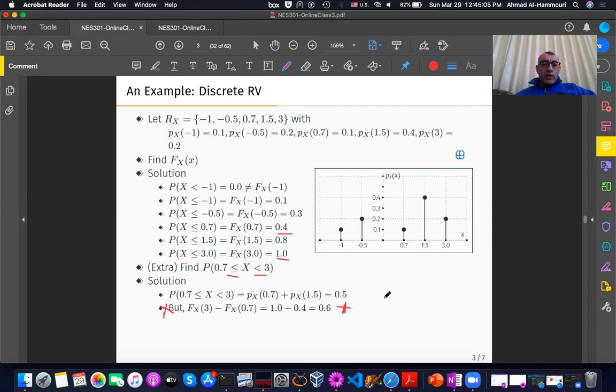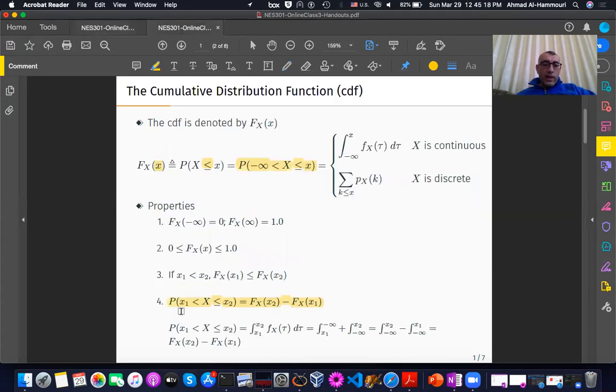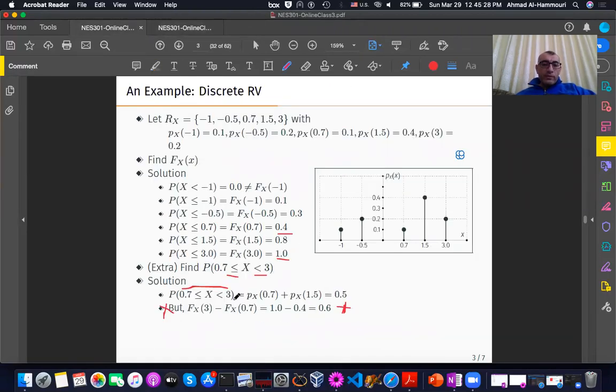Now, the question: can't I use the CDF to answer this question? No, I can. But I have to transform this inequality to something like this, where there is no equality on the lower bound and there is an equality on the upper bound of the inequality. So it asks me, what's the probability that x is between 0.7 and 3? Let me draw an open circle here and a closed circle in here, which means 0.7 is included and the 3 is excluded. So I have just 2 points, and this is what the PMF told me.